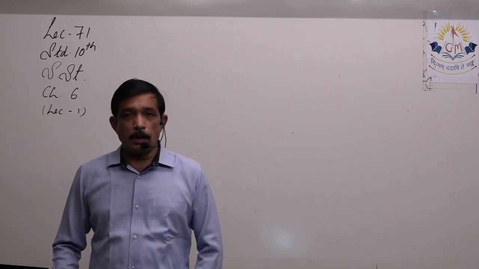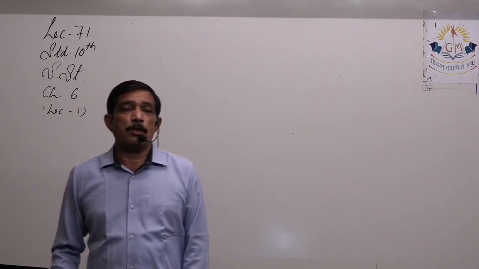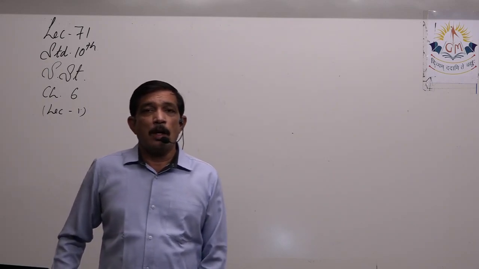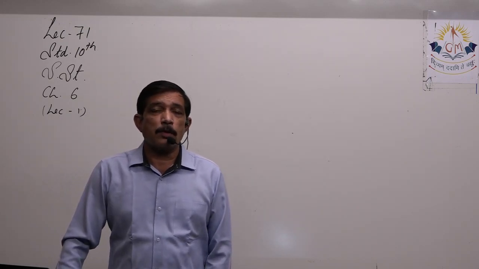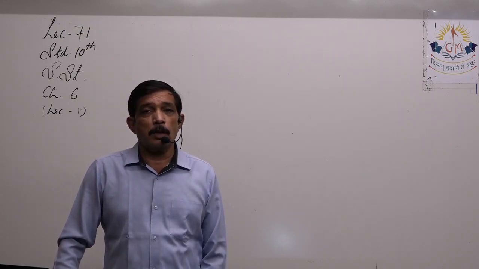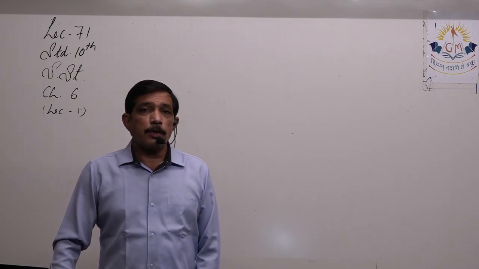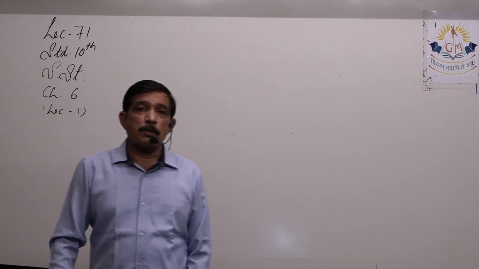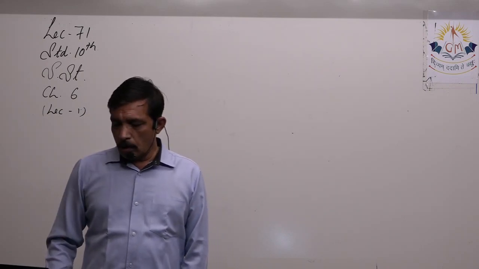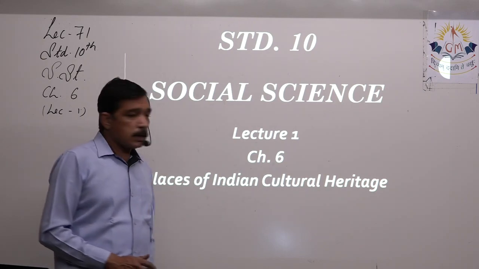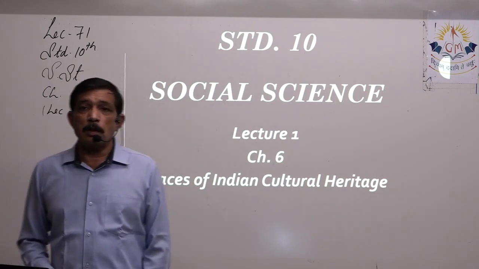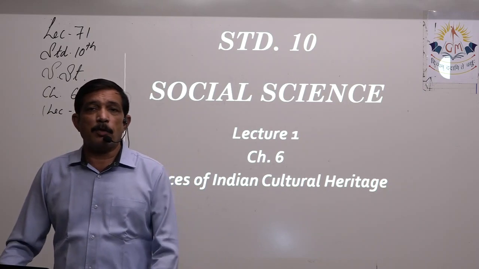Students, we have already completed chapters 1, 2, 3, 4 and 5, the understanding and explanation of five chapters of history, the current textbook of Standard 10. From today onwards, we are going to start with chapter number 6. Chapter number 6, Places of Indian Cultural Heritage, that is the name of the chapter.